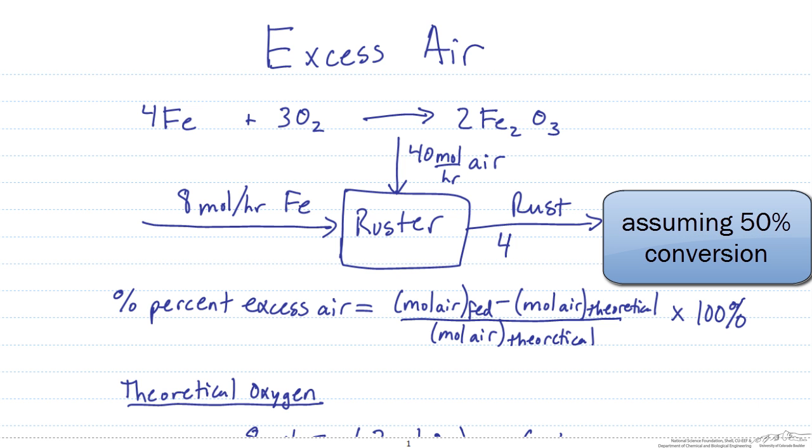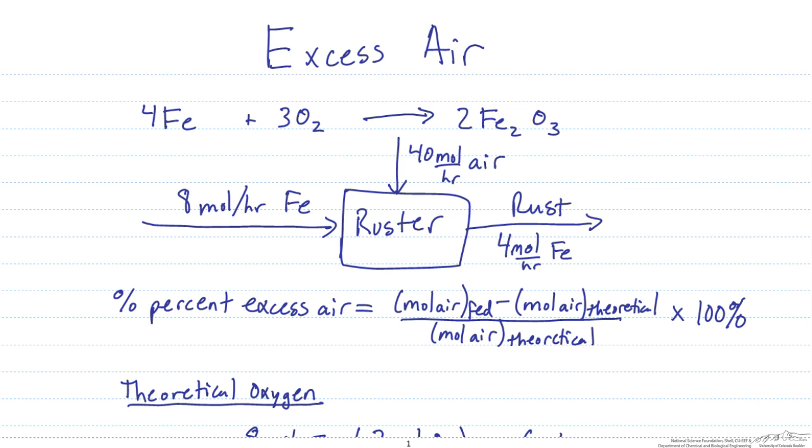Assuming that we only had half of the iron combust, we still have 40% excess air entering the system. Key thing to remember here is just that percent excess air is dependent only on the theoretical complete combustion of the reactant.